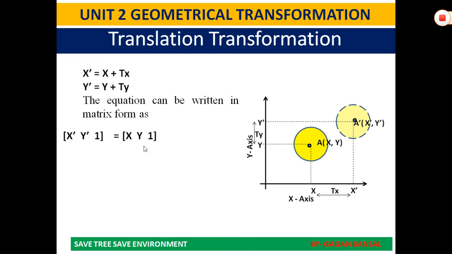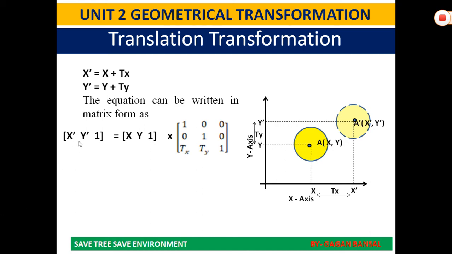How can we convert this to this, that is x dash to x plus tx, by multiplying it with the 3 by 3 matrix, which will give us the translation transformation? How? In multiplying two matrices, we multiply the row with the column. So multiplying this row with this column will give x into 1 is x, y into 0 is 0, plus 1 into tx, that is x plus tx. So x dash will be equal to x plus tx.